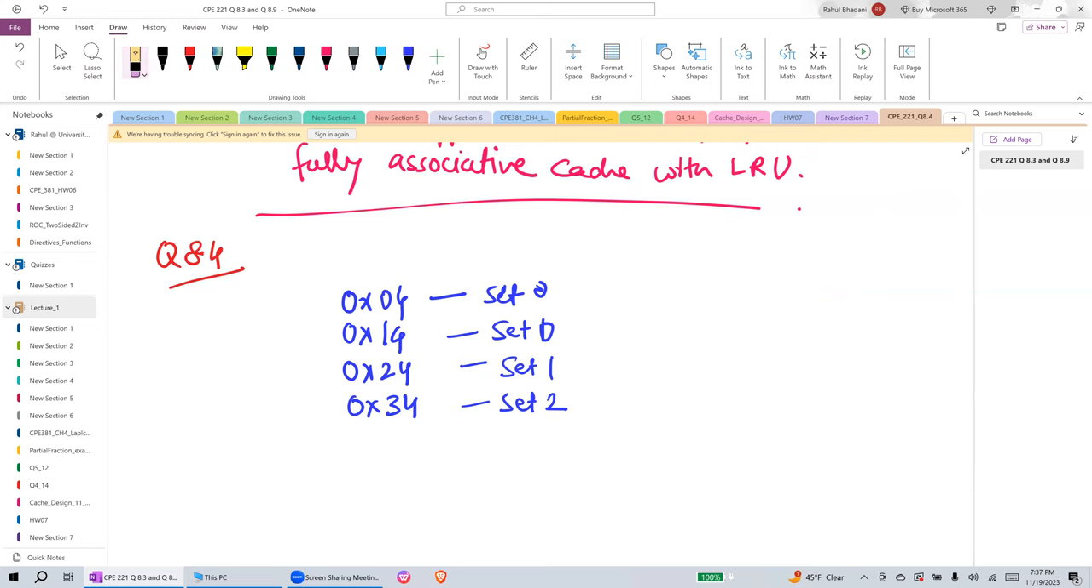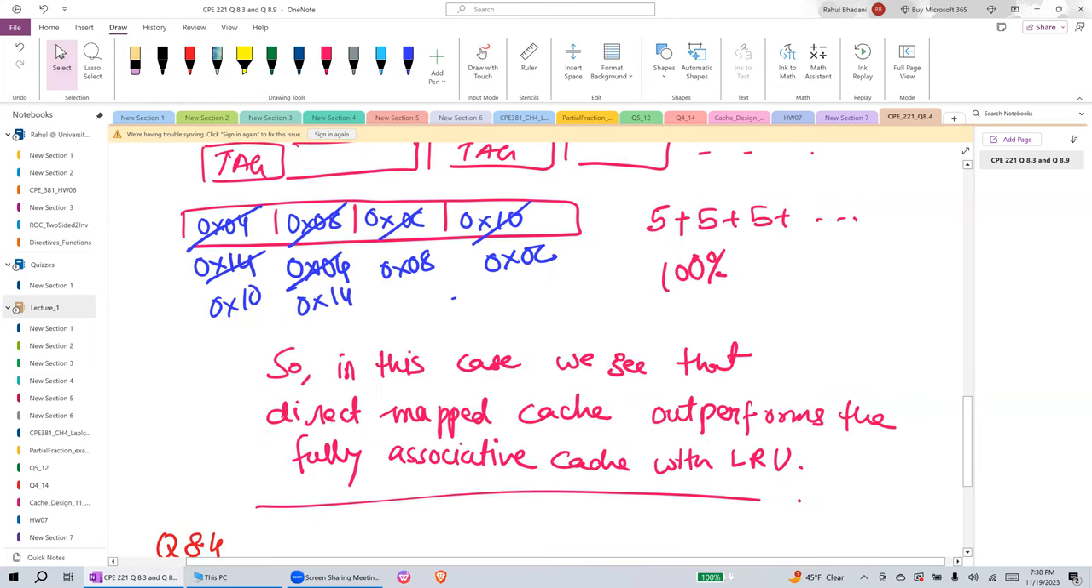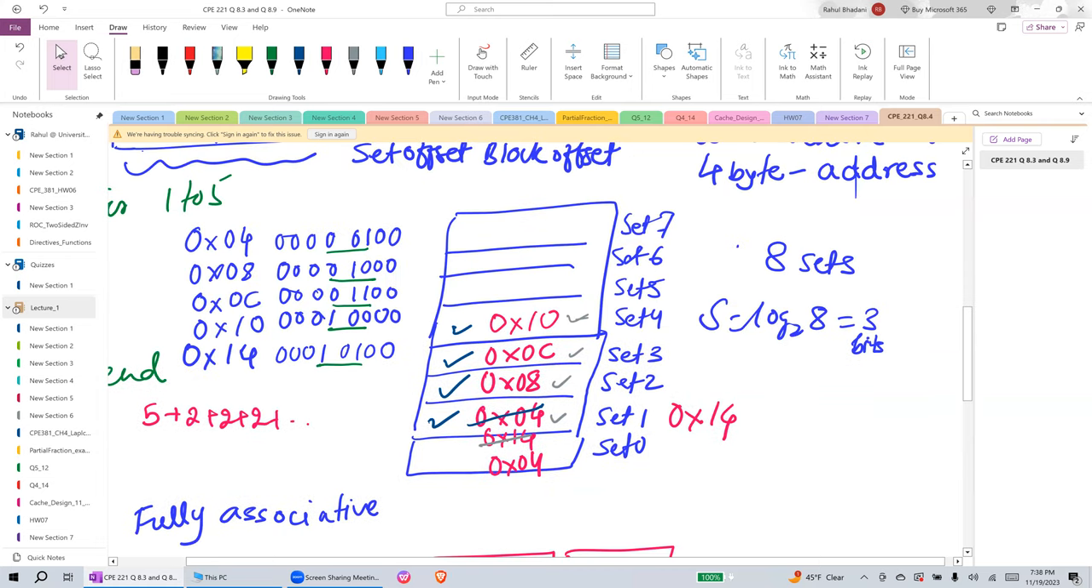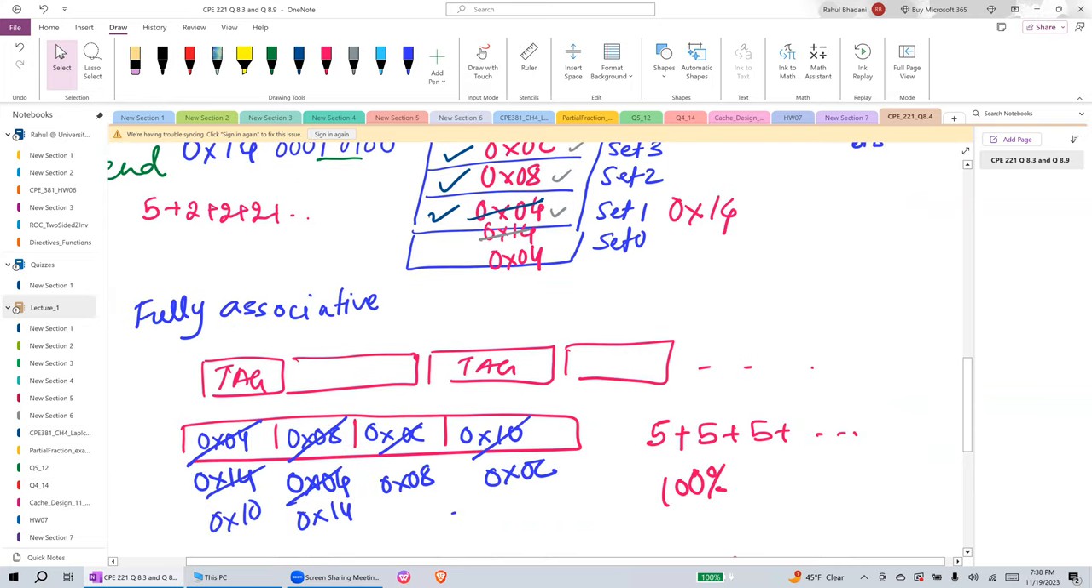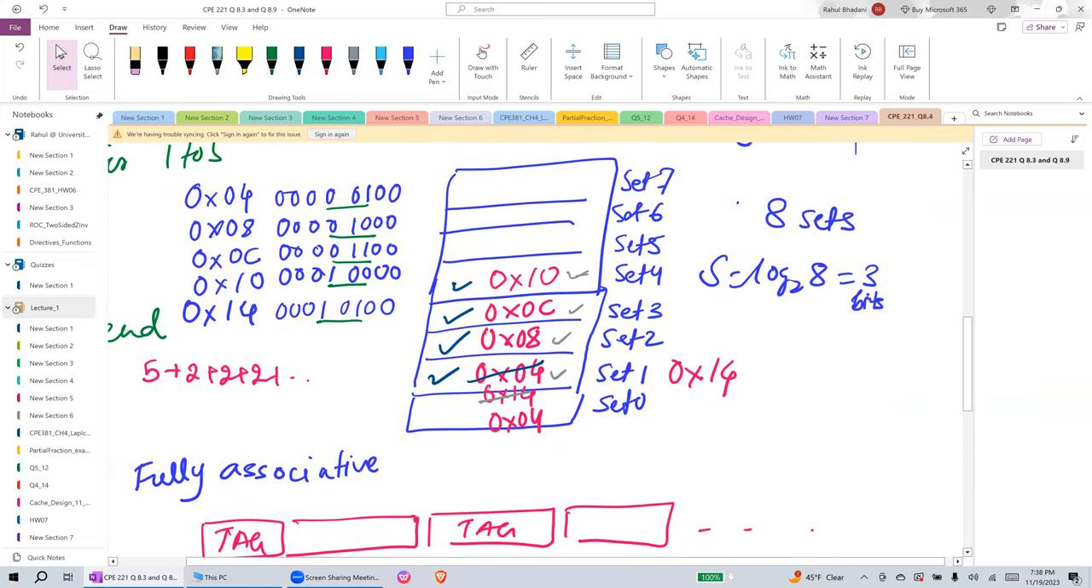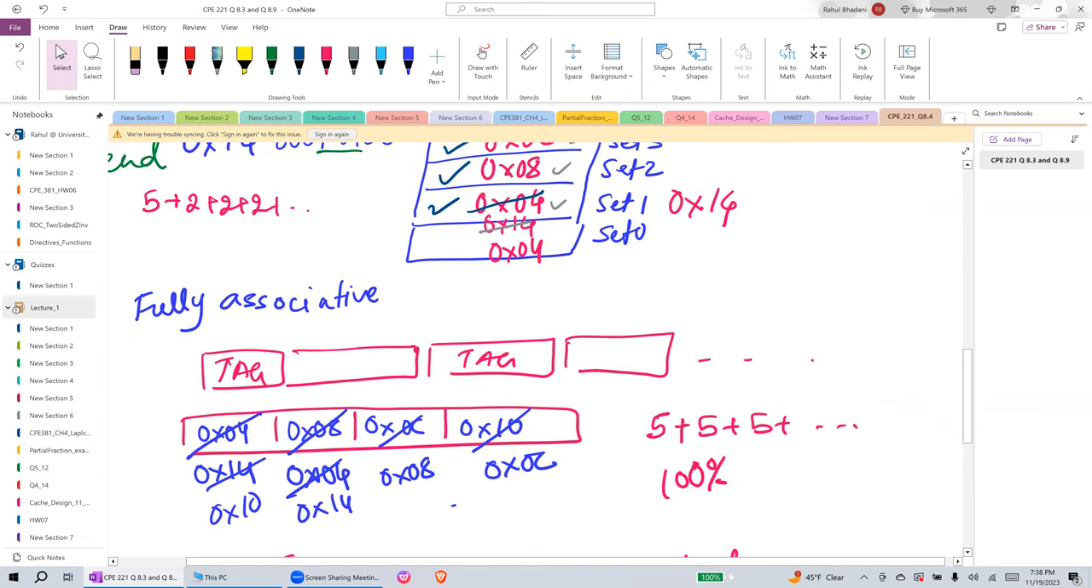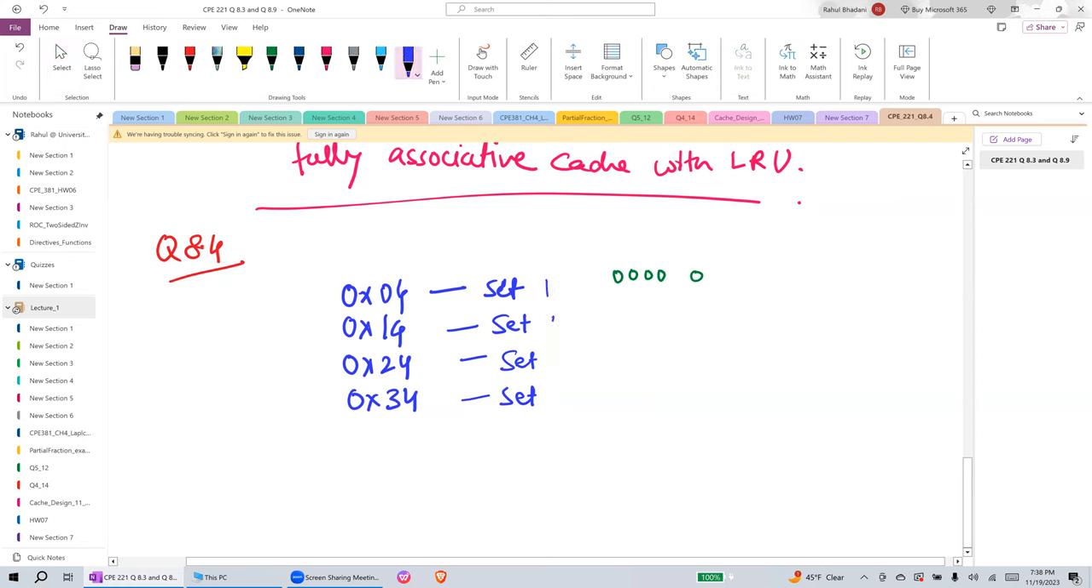So in this case, let's write the binary representation. No, not set zero. Sorry, these will all not go to set zero. Did I make a mistake here? Sorry, set one. Yes, set one. This will go to set one. How will this go to set one?